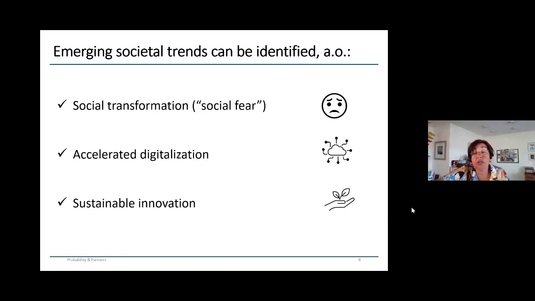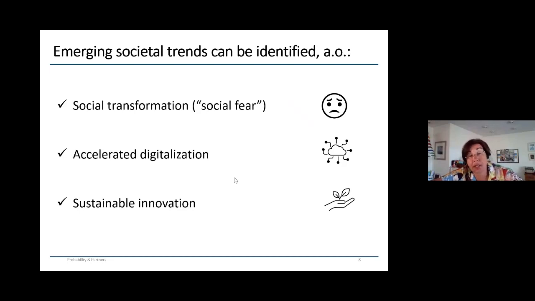So using this alternative data, we identified 3 main trends that we see, which I think will also be with us post-corona. I will describe them in greater detail in a minute, and here I just mention them. It's a social transformation, accelerated digitalization, and sustainable innovation.